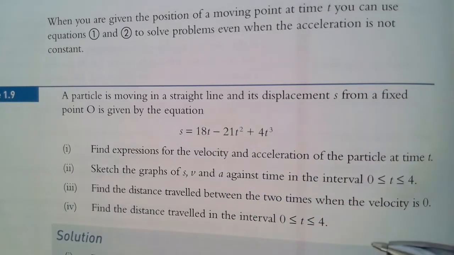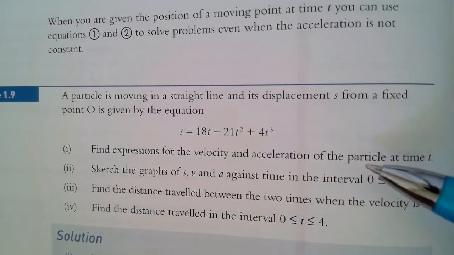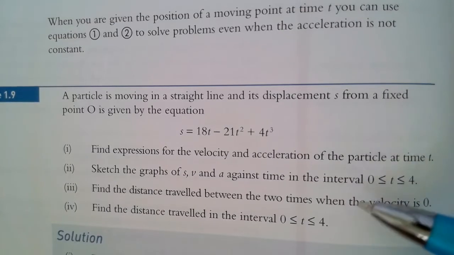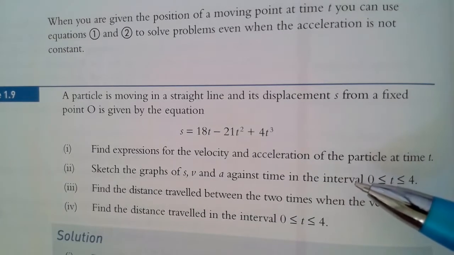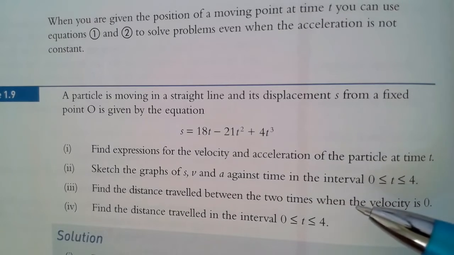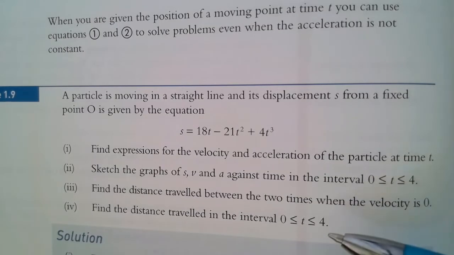It says find expressions for the velocity and acceleration of the particle at time t. Sketch the graphs, which is quite a good question. Find the distance travelled between the two times when velocity is 0. Find the distance travelled in the interval 0 to t equals 4.